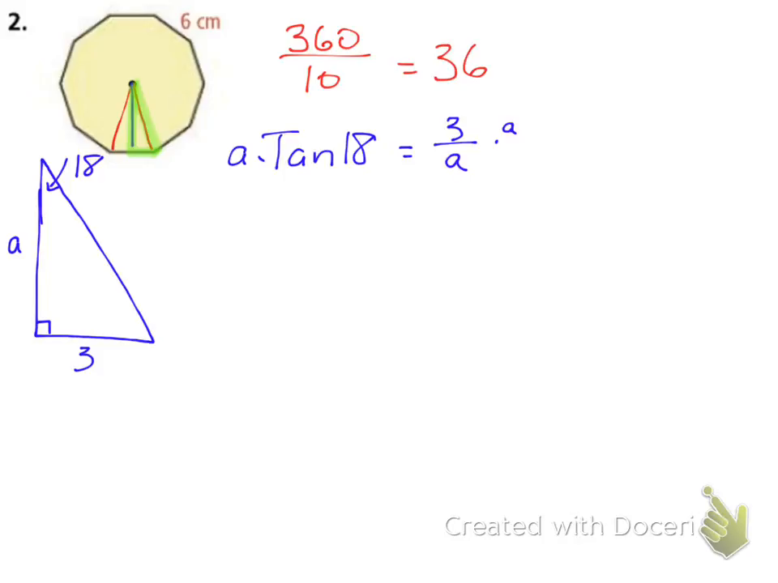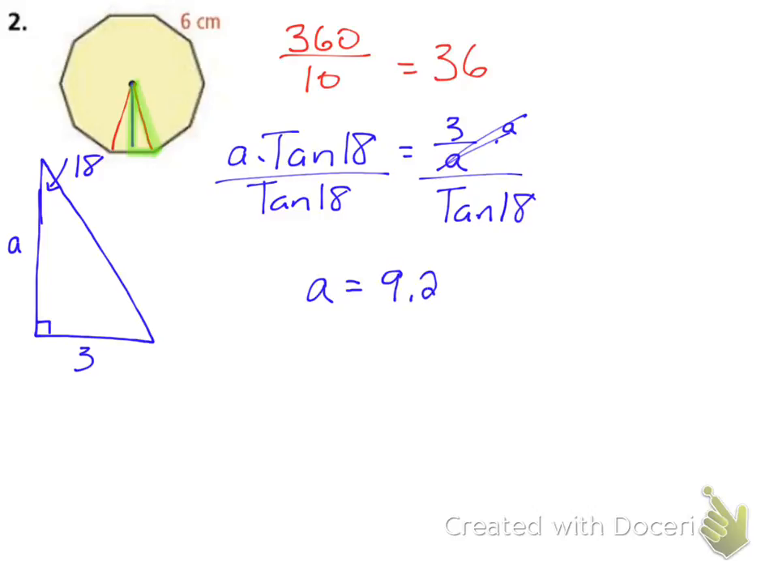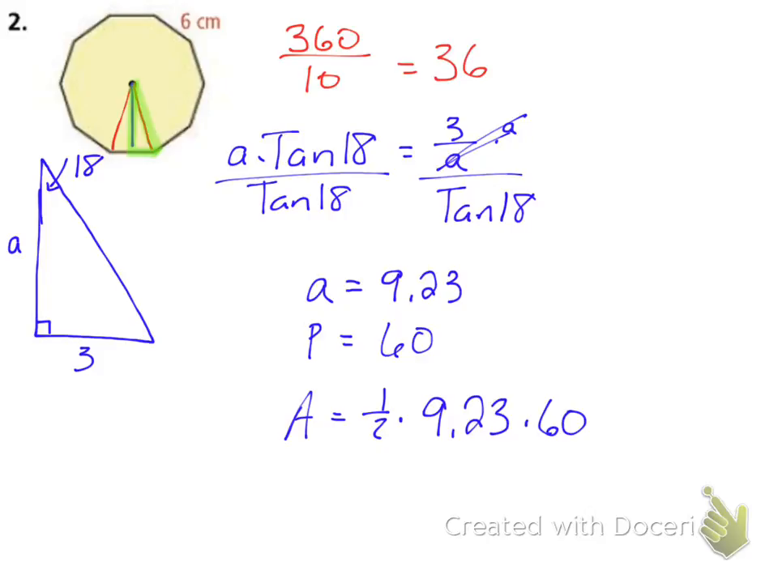Multiply both sides by A, divide by the tangent of 18. I get my apothem to be 9.23. My perimeter, again, 10 sides that are all 6 is going to be 60. Area is equal to 1/2 times 9.23 times 60. So my area is 276.9, and those are square centimeters.